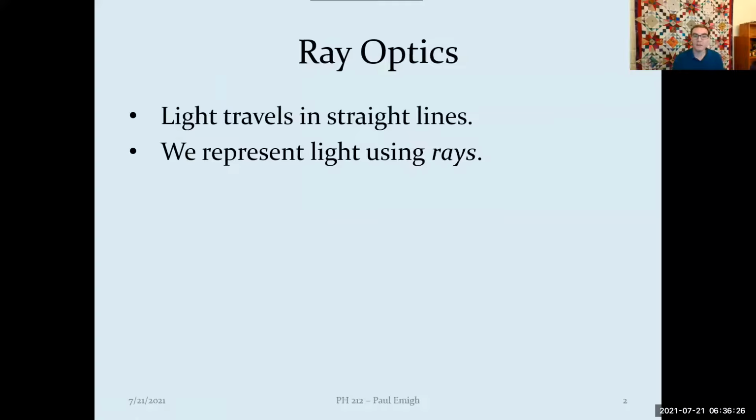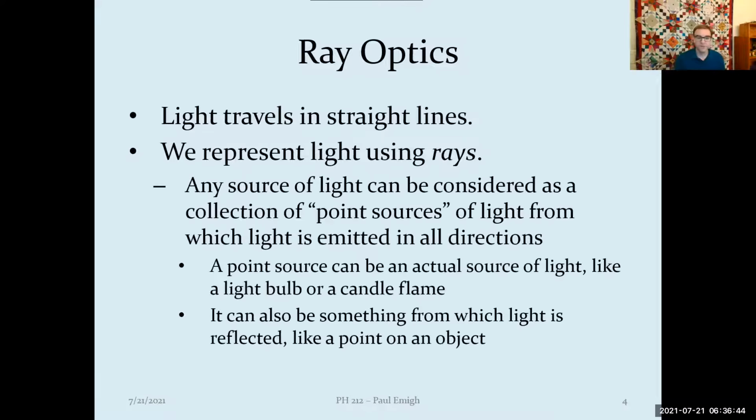We are going to go ahead and represent light using rays, which are those straight lines. And so this kind of model for light is often called ray optics. Here is an example of a light ray. It is a straight line with an arrow on it that represents the direction that the light is traveling.